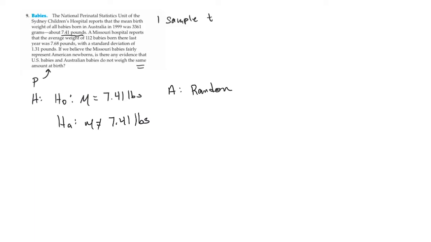we're looking for random babies. I don't think it's random, but we can expect it to be representative. They do tell us that Missouri babies fairly represent the American newborns, right? So that's enough to say it's representative. And then we have independence. This is obvious. Births are independent.